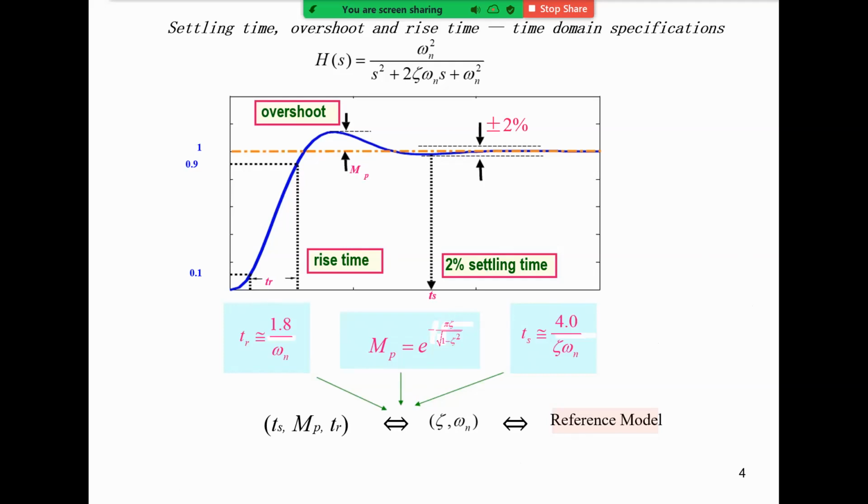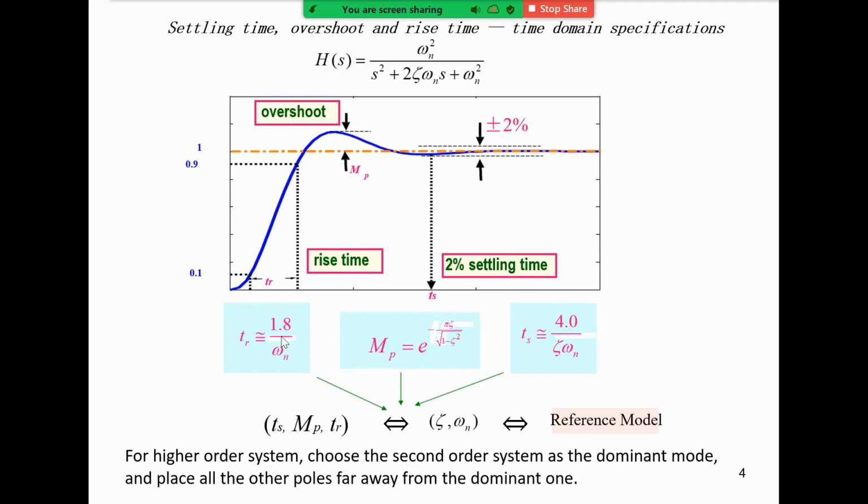Then you build the reference model. From that reference model, of course, we will get the desired pose. Okay. Of course, for your mini project, it's a 6th order system. You have to place the other poles, right? There are 4 more poles to place. Then you place all those poles far away from the dominant one.